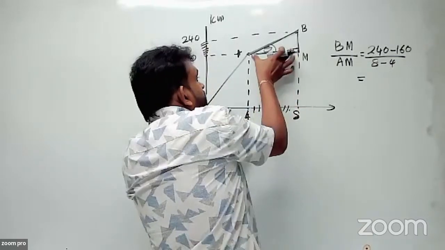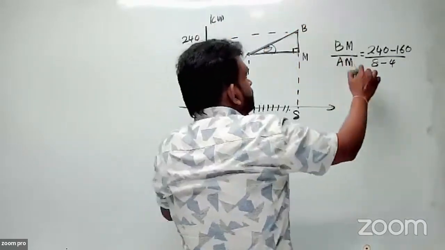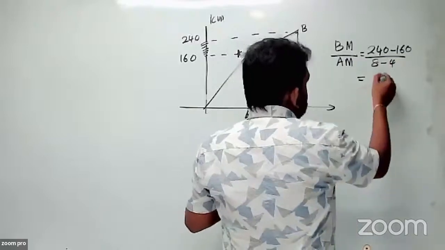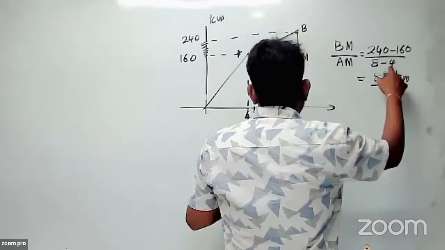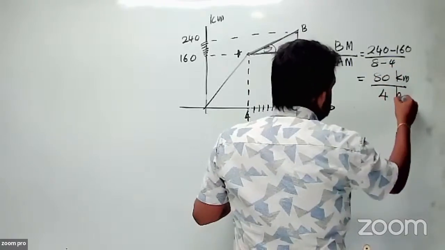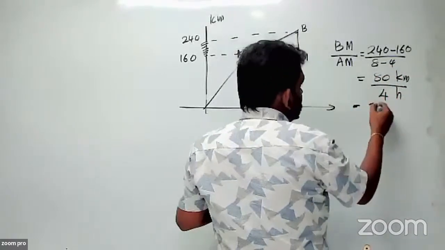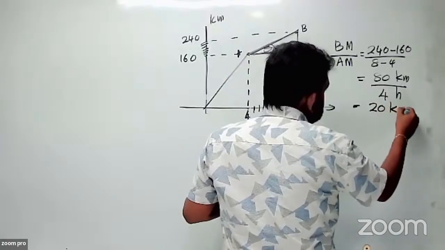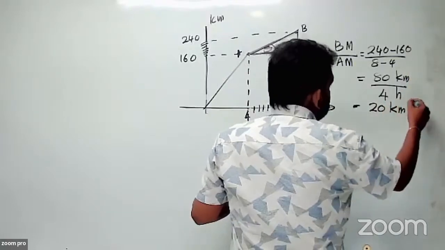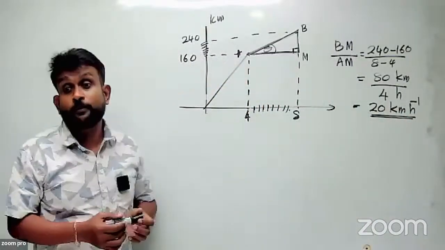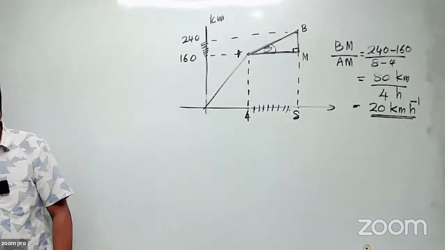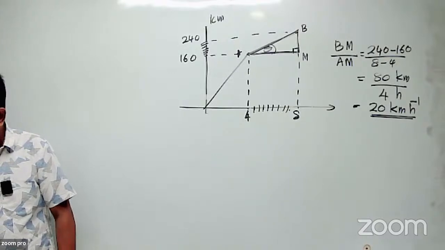This gap equals this gap. So 240 subtract 160 means 80 kilometers, divided by 8 subtract 4 means 4 hours. This 80 divided by 4 means 20 kilometers per hour. Right, take it. Hands up those who got that speed.